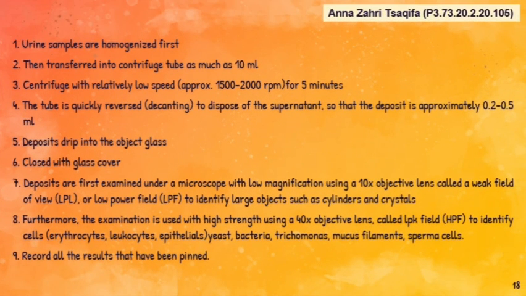Microscopic. 1. Urine samples are homogenized first. 2. Then transferred into a centrifuge tube, as much as 10 milliliters. 3. Centrifuge at relatively low speed, approximately 1,500 to 2,000 revolutions per minute, for 5 minutes. 4. The tube is quickly reversed, decanting to dispose of the supernatant, so that the deposit is approximately 0.2 to 0.5 milliliters.